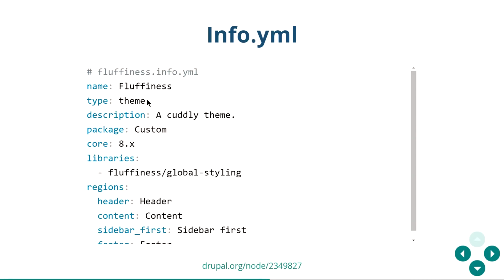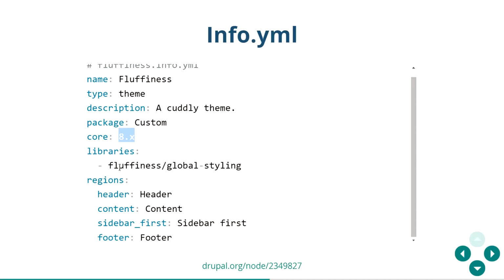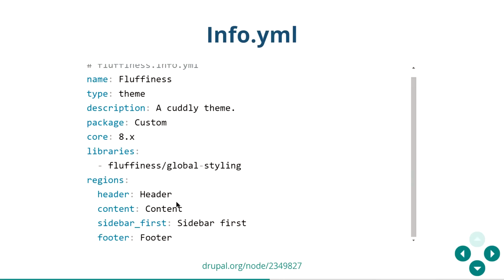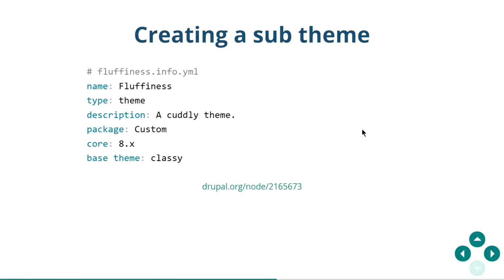It's a theme, so type theme, description that's going to show up in the UI for people who want to know a little more about that. It's a custom package. It's in 8.x. It's not a 7 theme. Libraries we'll talk about in a second. Regions you're very used to seeing. Not much has changed there. So not too crazy there. But if we want to create a sub-theme, here we go. Base theme, classy. That looks pretty familiar. I think the only thing different is there's not an underscore.